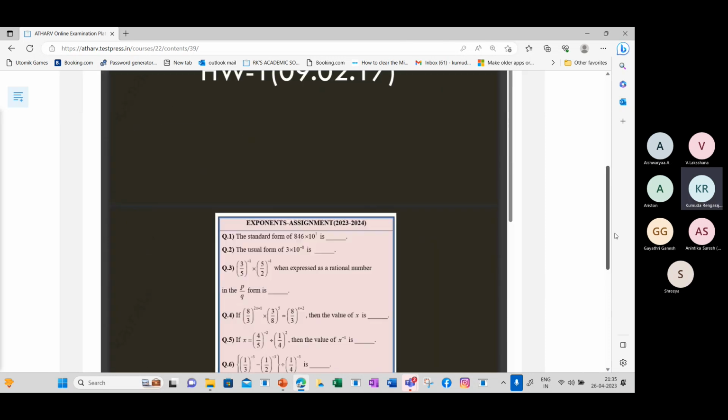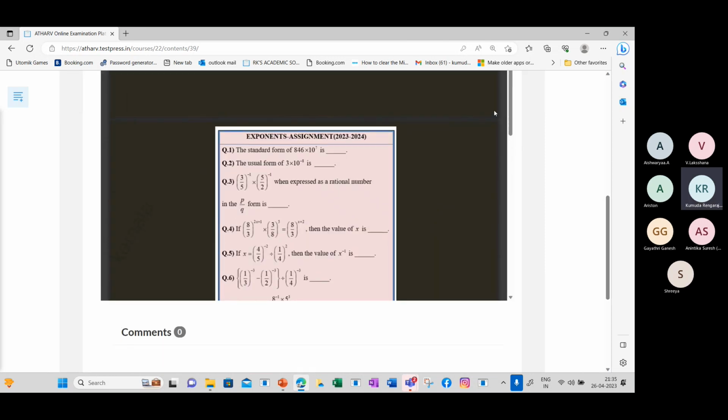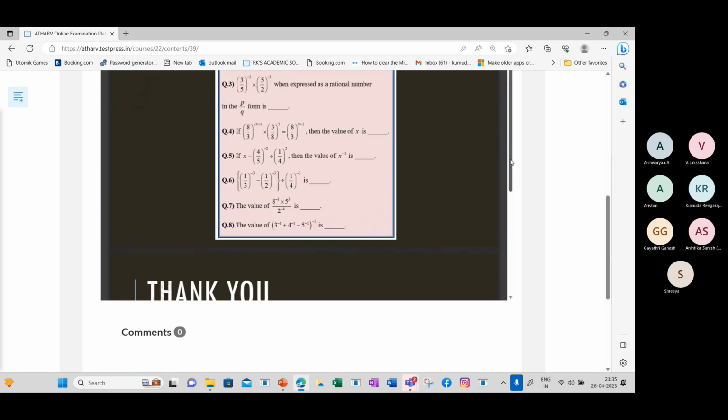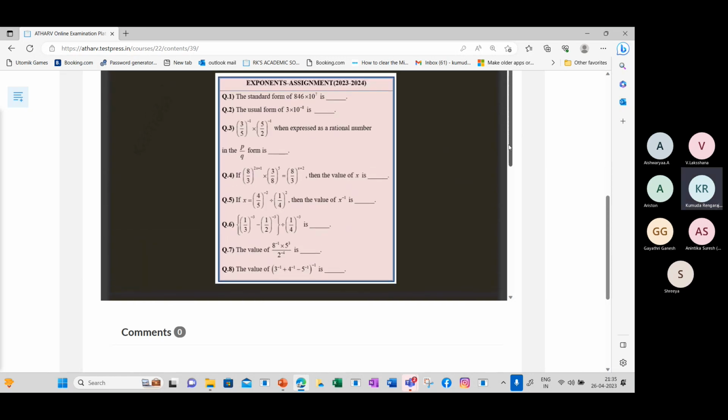Ignore the dates. Now, when you come down, you can see the assignment here. You can see the questions. This one has only one slide. Now the next question will be, should we write the questions? You have to write the questions.